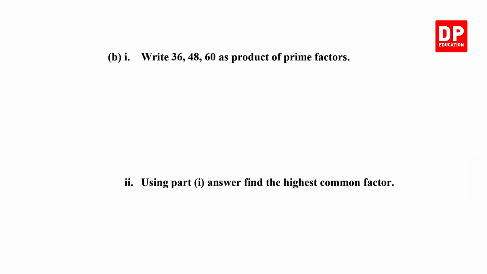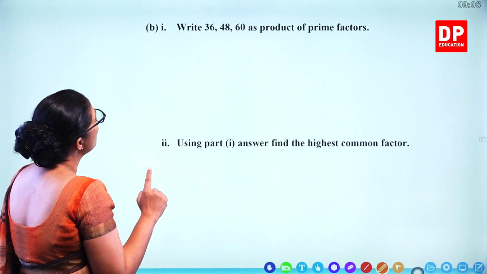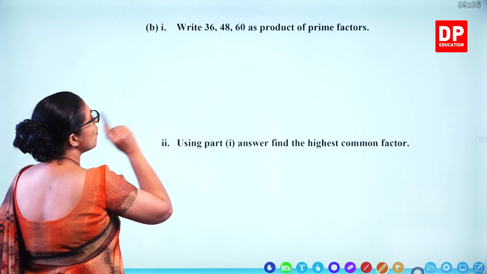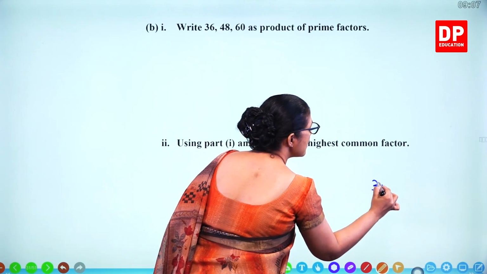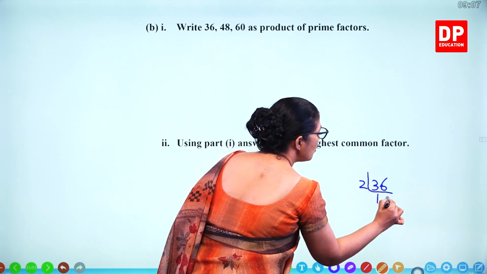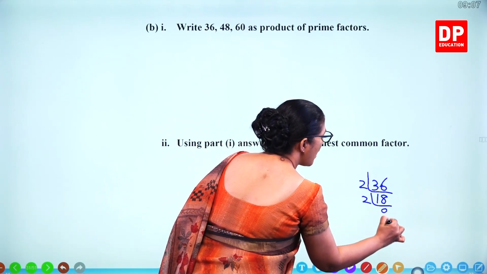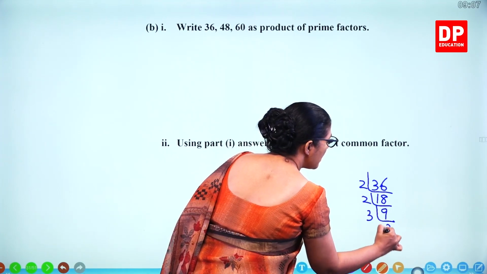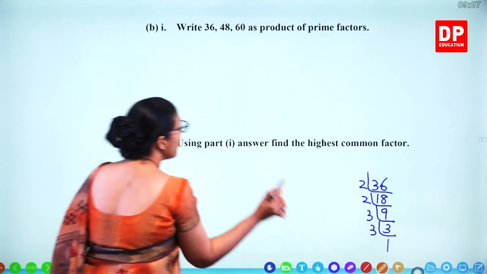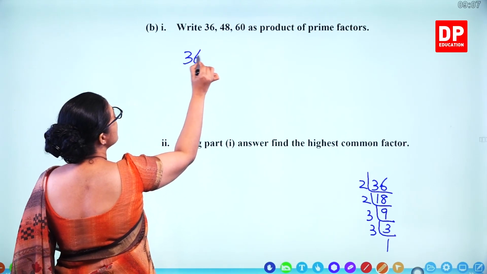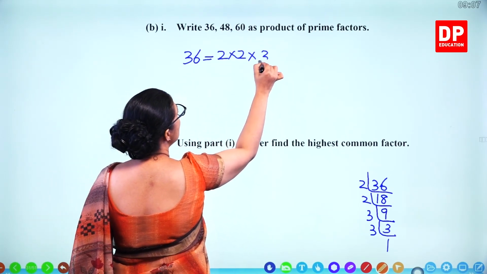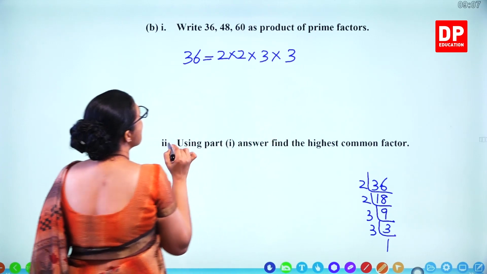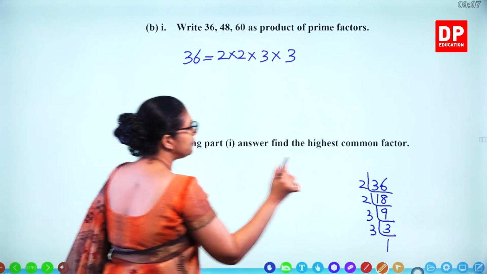Part B, write 36, 48, 60 as a product of prime factors. So we have to do them separately. 36 divided by 2, 18, divided by 2, 9, divided by 3 and divided by 3, 1. So 36 is 2 into 2 into 3 into 3. 48.